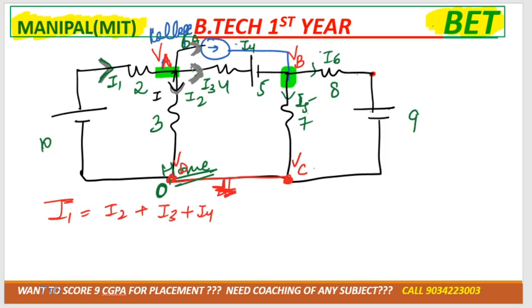Home to college, that means you are moving from 0 to VA, right? So from wherever you are leaving, that would be positive, and wherever you are entering, that would be negative. And if in between there is a battery, we'll take the second sign of the battery, that is plus 10 divided by the resistance 2. As you know that current always flows from higher potential to lower potential, so higher potential means positive and lower potential means negative. And for the battery we have to take the second sign always.